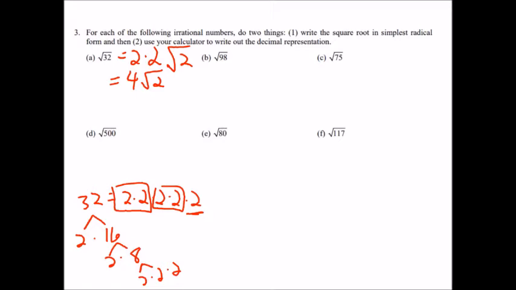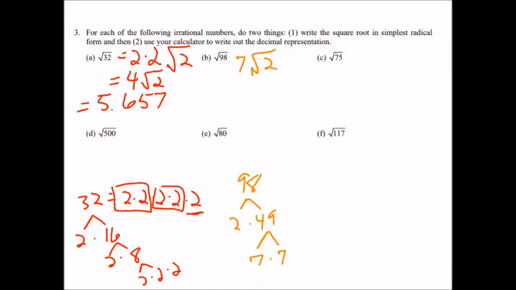So square root of 32 on my calculator is 5.6568. Now, I'm sure there are rules to how many you need to write, but for now I'm going to just do 5.65. Actually, I'm going to round that to a 7. All right, the next one I'll do in a different color, 98. So 7 radical 2. I know I'm skipping a few steps.